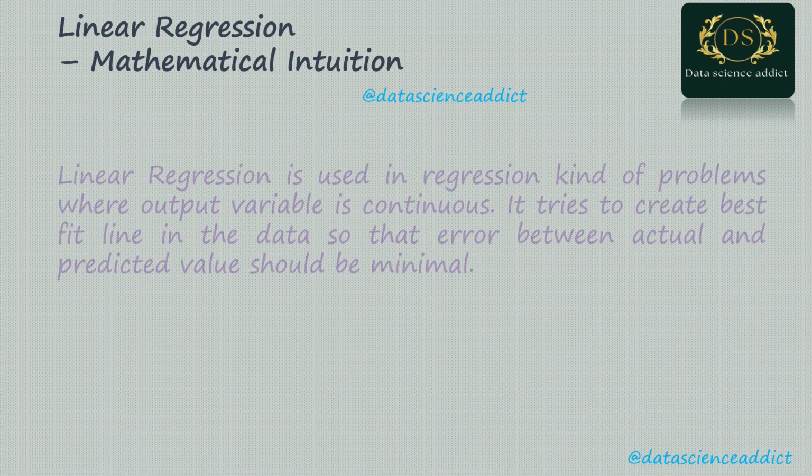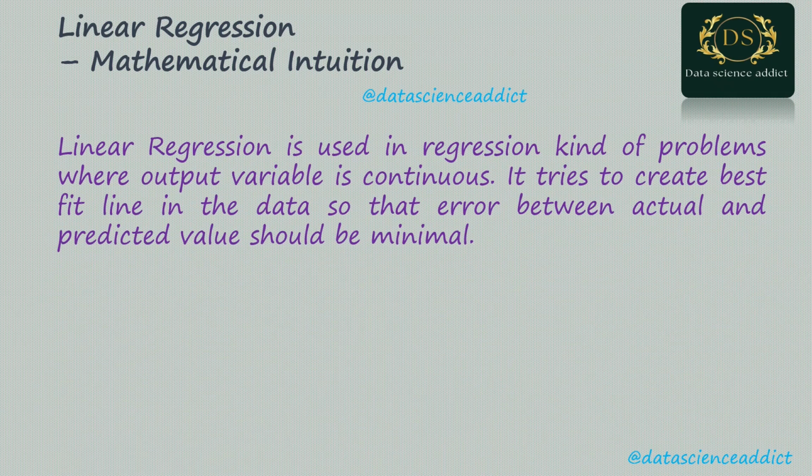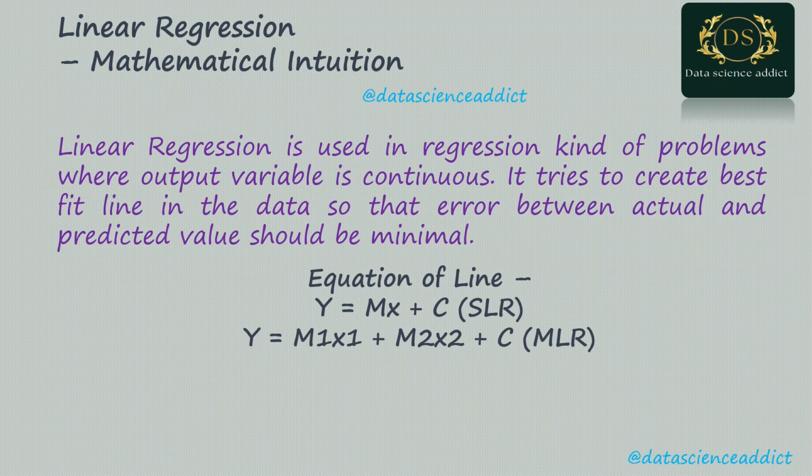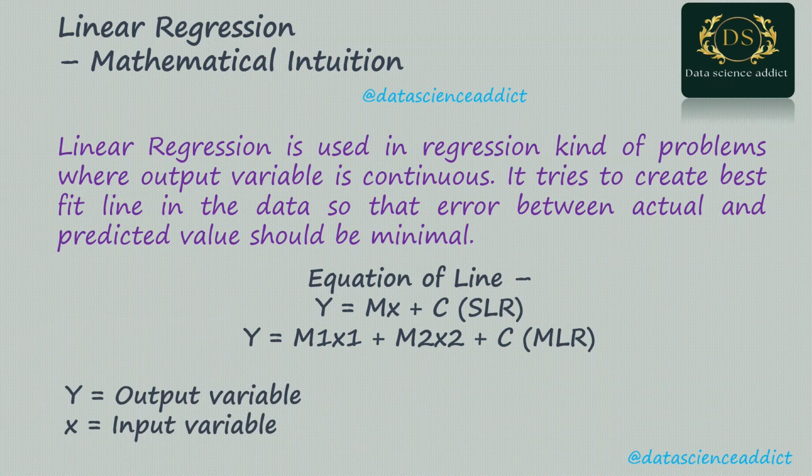Linear regression is a kind of problem where the output variable is continuous. It tries to create the best fit line in the data so that errors between actual and predicted value should be minimal. As you can see here, the equation of the line for simple linear regression is y = mx + c, and for multiple linear regression is y = m1x1 + m2x2 + c, where c is the constant, y is the output variable and x the input variable.